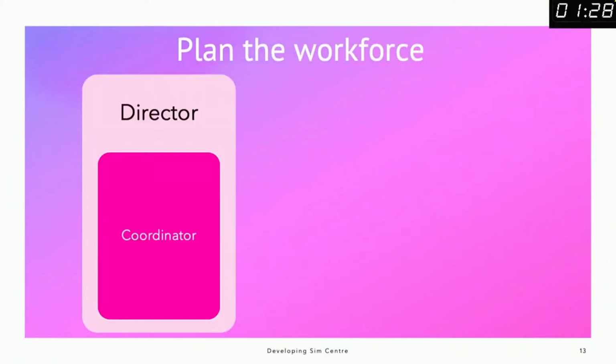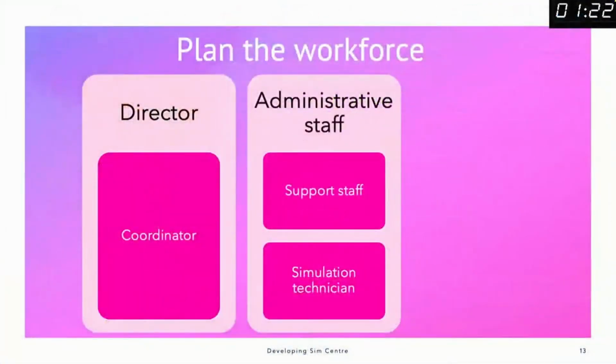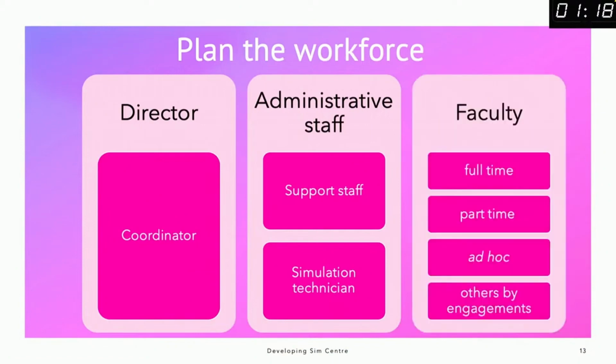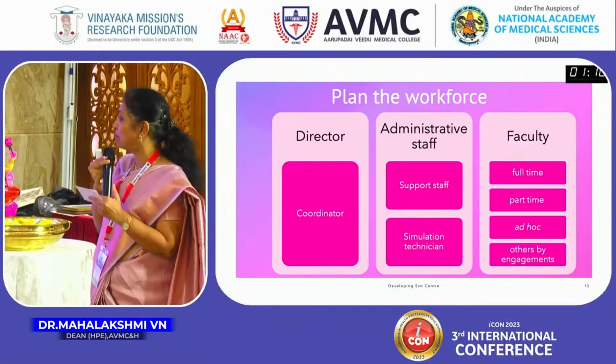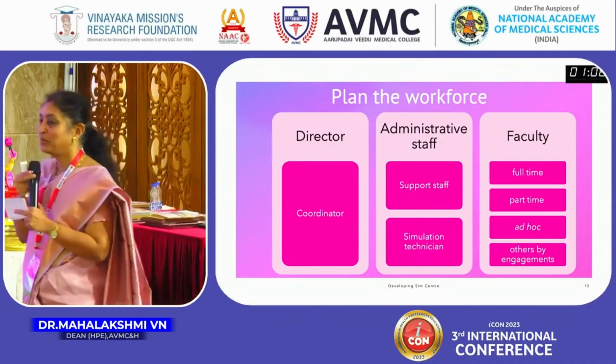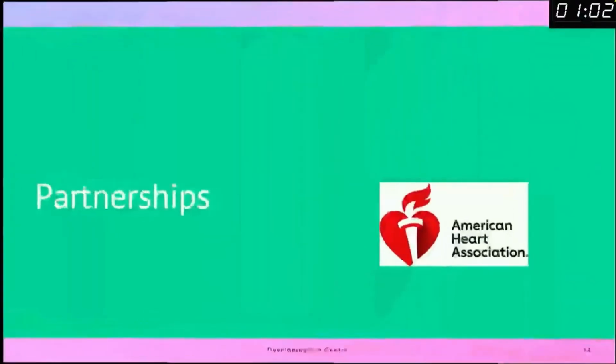You need to plan for the workforce. Who is going to run the center? Who is the operational head? Who are the administrative staff? It's very, very important to think about administrative staff and the technicians. And who are the faculty who are going to run this place? Is it full-time faculty? We need to have 1 or 2 people. You also need people who will come part-time. You need ad hoc. You need to employ some people by consultation. You need to have a variety of things to ensure this particular thing is done.